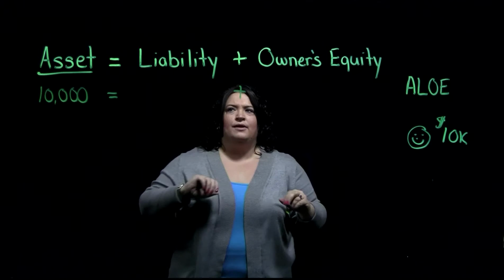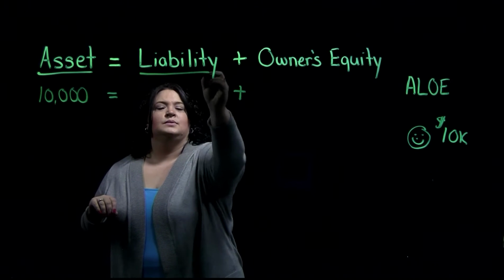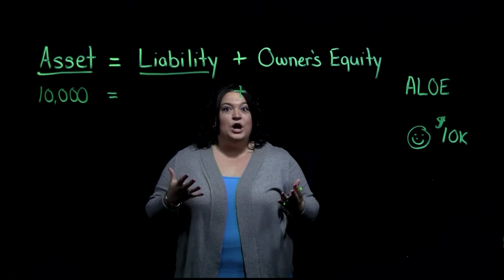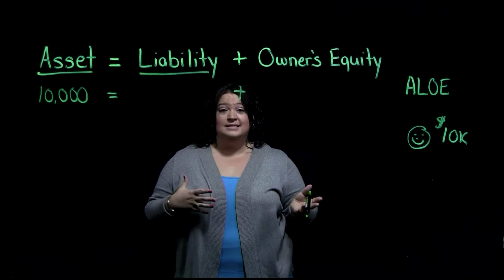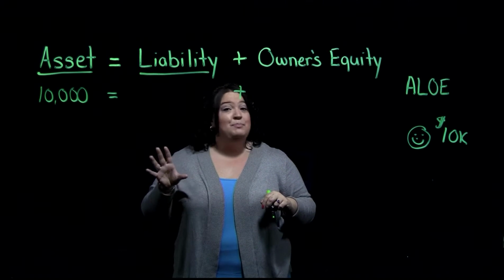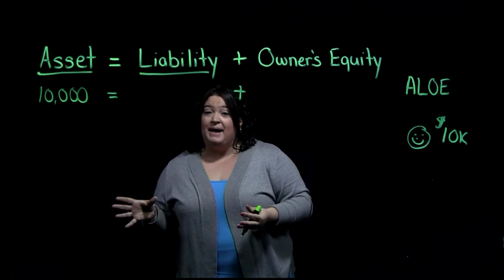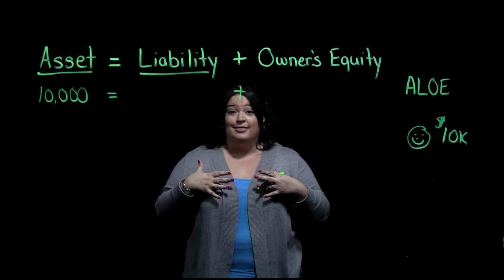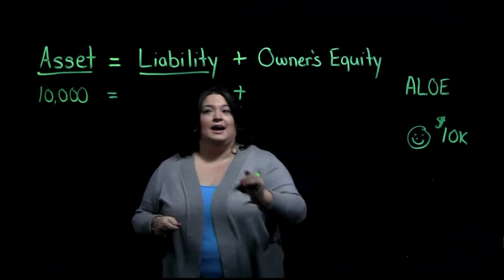Now let's take a look here at liabilities. A liability is like an IOU. It's anything that we owe to somebody. In this case, I own that $10,000. I didn't borrow it from anybody. I didn't borrow it from a bank. So it's not a liability. It's my own personal money. Therefore, I don't have any liability.